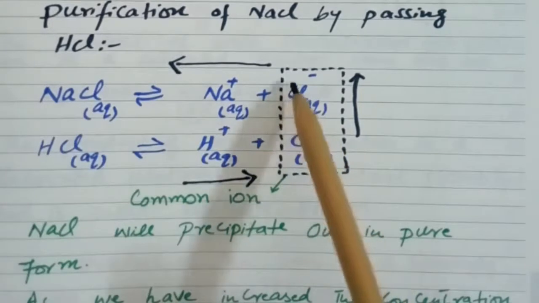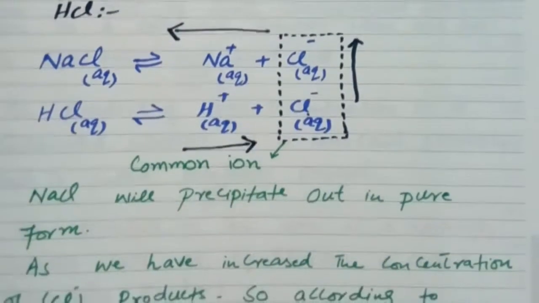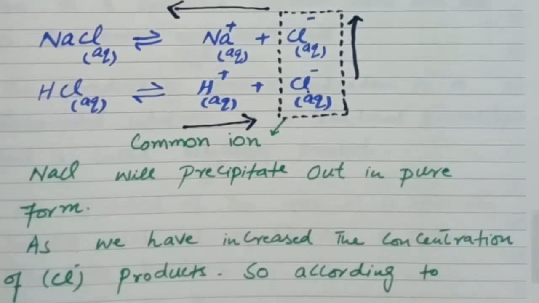Thus the reaction will move in the backward direction, and in this way more and more sodium ions and chloride ions will react to form more and more sodium chloride, and the sodium chloride produced will be in pure form. So in this way sodium chloride can be purified by passing HCl gas through the brine solution. This is the industrial method by which sodium chloride is purified on a larger scale.